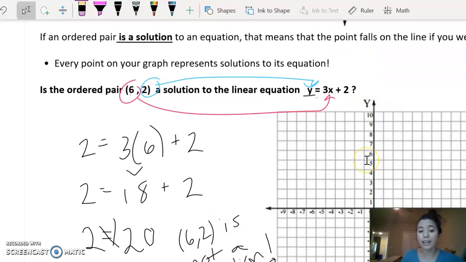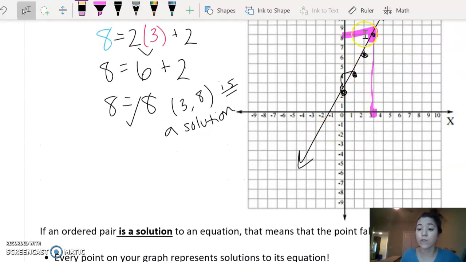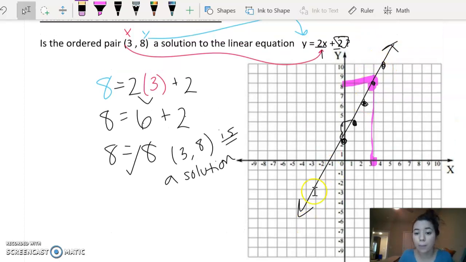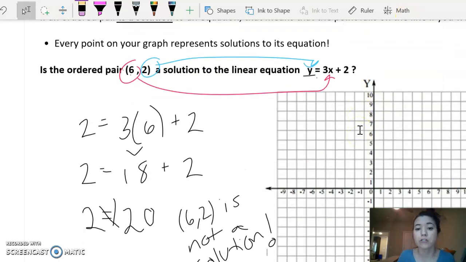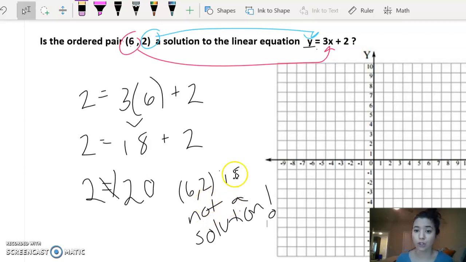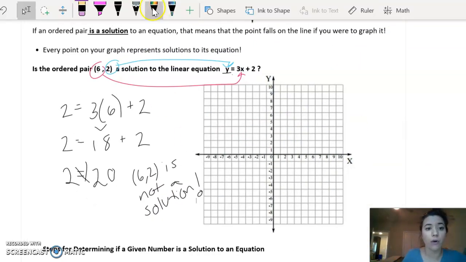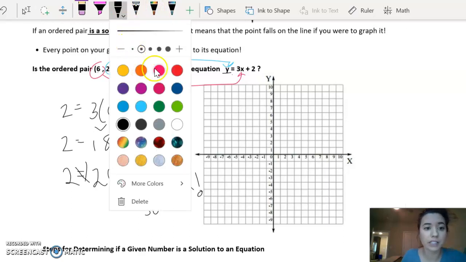Now, again, if it's a solution, it falls on the line, right? My line represents all solutions. So if it's not a solution, it would fall not on my line. So if we graph this, you will be able to see that.